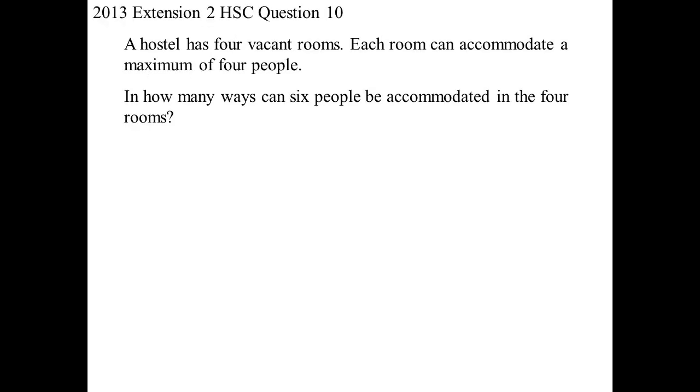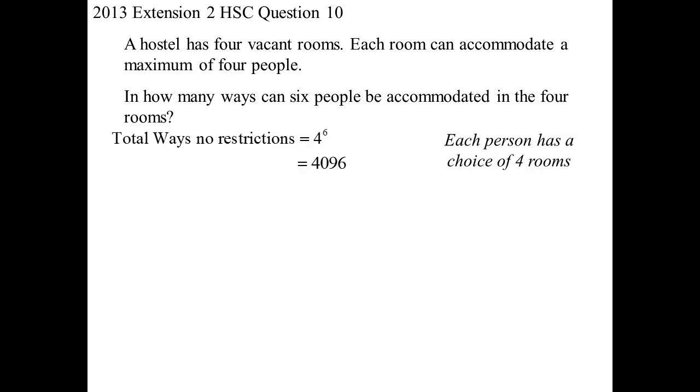A hostel has 4 vacant rooms. Each room can accommodate a maximum of 4 people. How many ways can 6 people be accommodated in the 4 rooms? If there were no restrictions, then it's the basic counting idea. We go back to that. The first person comes along and has a choice of 4 rooms. The second person comes along, has a choice of 4 rooms. And so it's 4 times 4 times 4, 4 to the power of 6. That's if there's no restrictions.